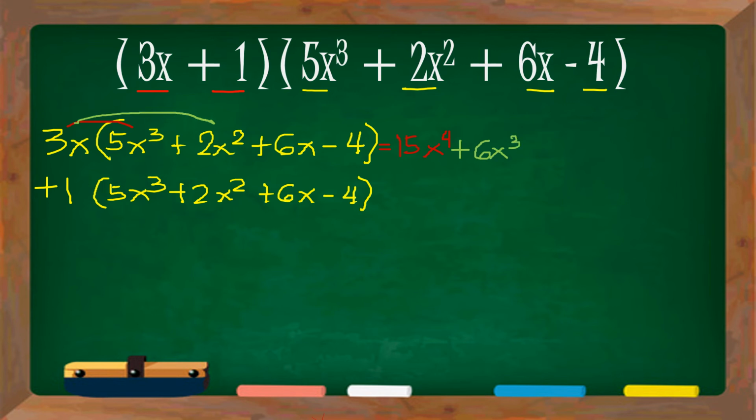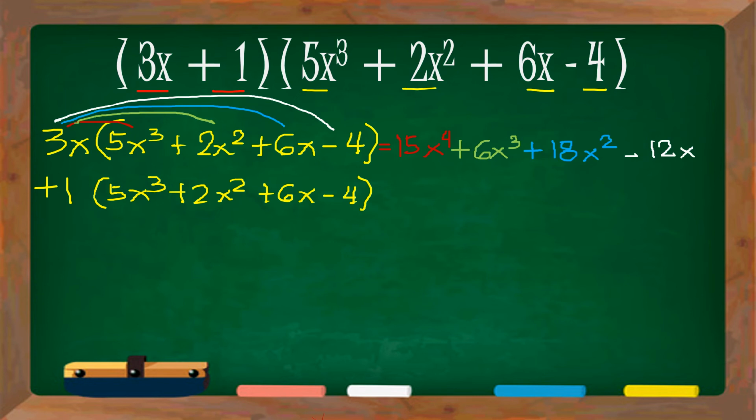Okay, next. We have 3x times the third term, 6x. So, positive times positive is positive. 3 times 6 is 18. Then, x times x is x to the second power. And let's have 3x times the last term, negative 4. So, positive times negative is equal to negative. 3 times 4 is equal to 12. Then, copy natin na variable x.